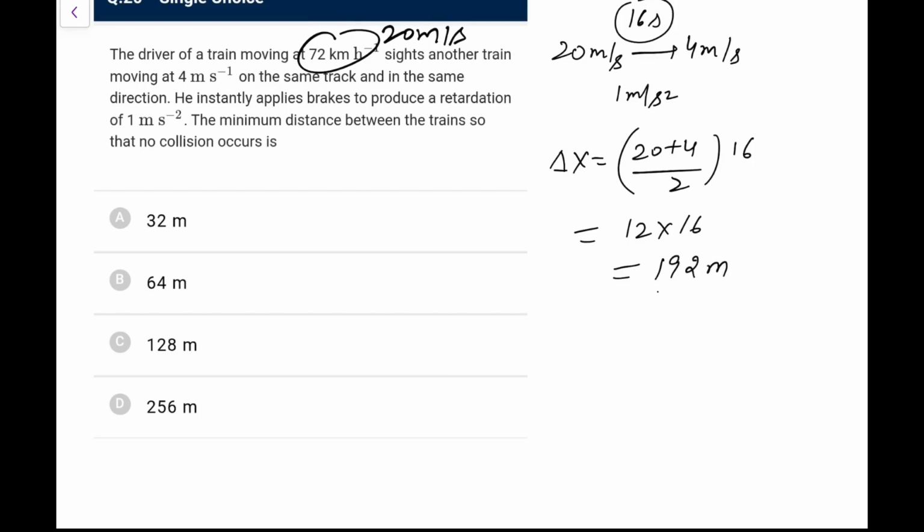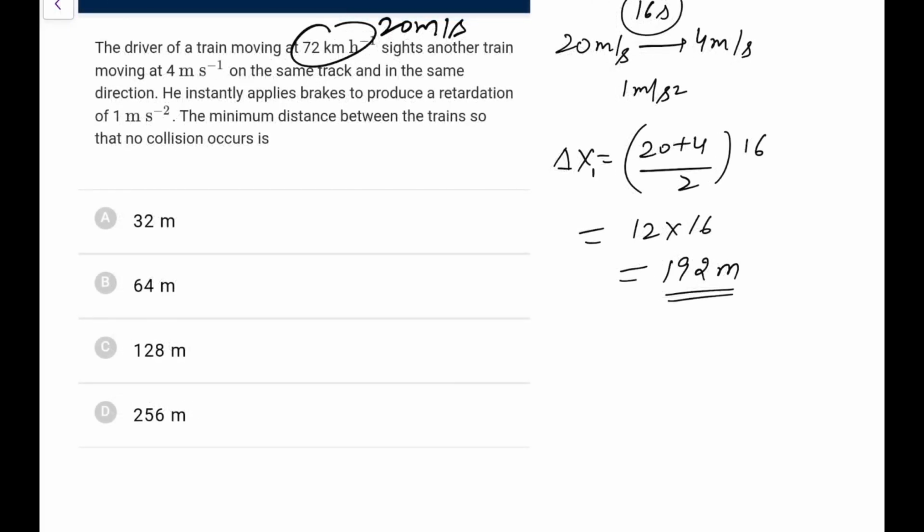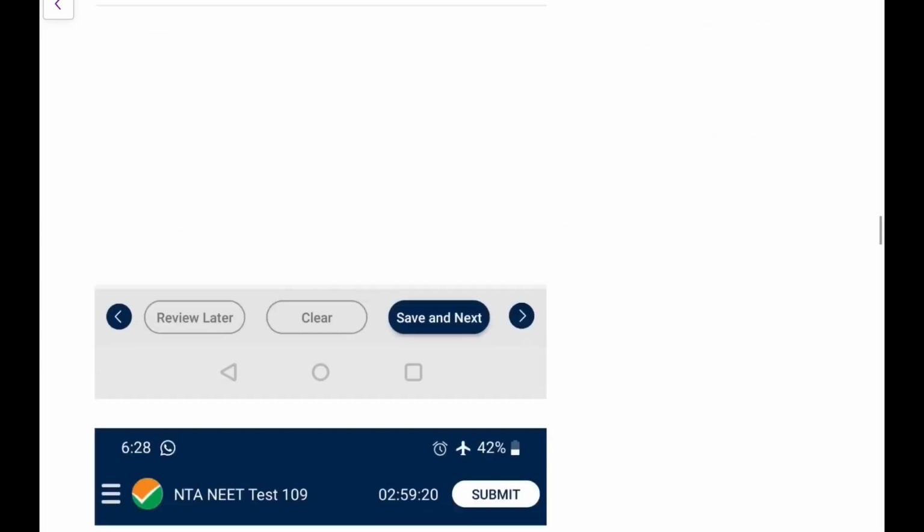16 into 12, yes, 192 meters. So the minimum distance between the trains so that no collision occurs would be 192. Okay, actually this is the displacement of the first train. The second train will also travel for 16 seconds and it will travel 4 into 16, 64 meters. So their gap, the relative distance, would be 128, not 192. So we remember this: it travels 192, it travels 64, and by the time we assume they are just near to each other, the minimum gap would be 128.